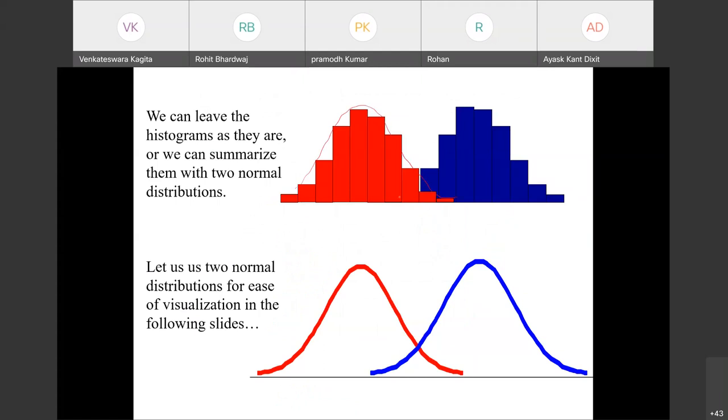The normal distributions. I think everyone is familiar with this normal distributions because we follow the normal distribution for grading, right? So both the students know about it and faculty know about it. So let us now summarize these two distributions with the normal distributions for the ease of visualization like this. So this is how the insects are distributed according to their antenna lengths. So this is the underlying distribution of the insects according to the antenna length, right?